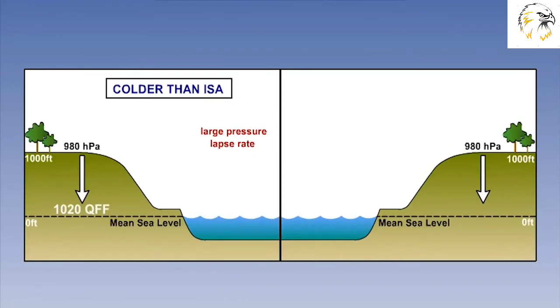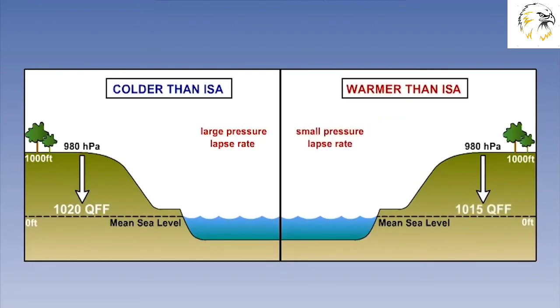If the air at the location was colder than ISA, we would expect the pressure lapse rate to be greater. So when adjusting the surface pressure to mean sea level, we would gain more pressure in 1,000 feet than if the air was warmer than ISA. The 2 diagrams confirm this for us. The diagram on the left shows that if a station was above mean sea level and the air was colder than ISA, the corrected mean sea level pressure would be higher when compared to warmer than ISA.